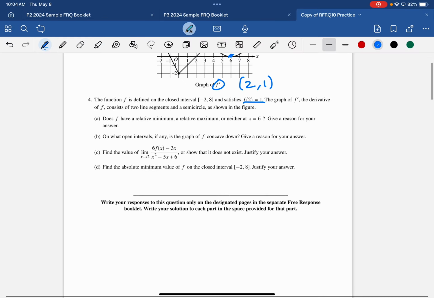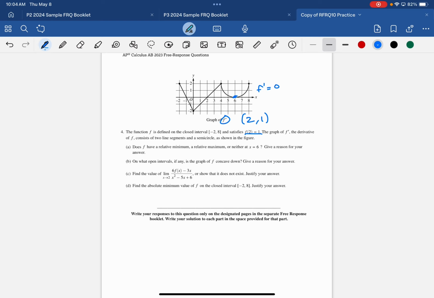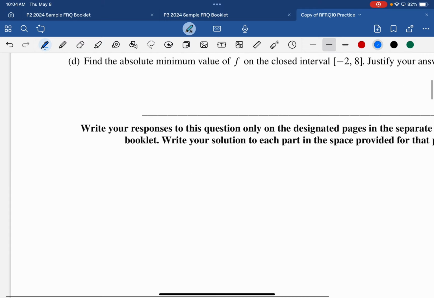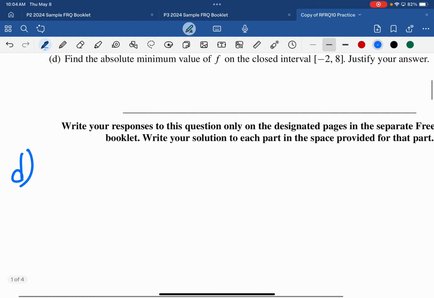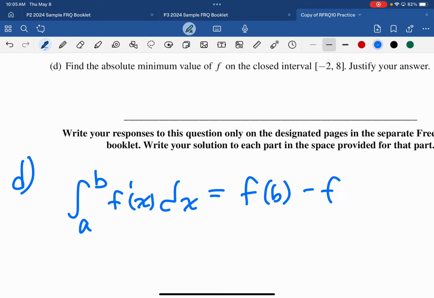So let's do the antiderivative. Oh, wait, I don't know if that would work. I think we need FTC, because do we have a defined f prime? We don't have a defined f prime. Right? Okay, so FTC this. We're going to go with the integral from a to b of f prime, because we can find the area underneath f prime. This equals f of b minus f of a.